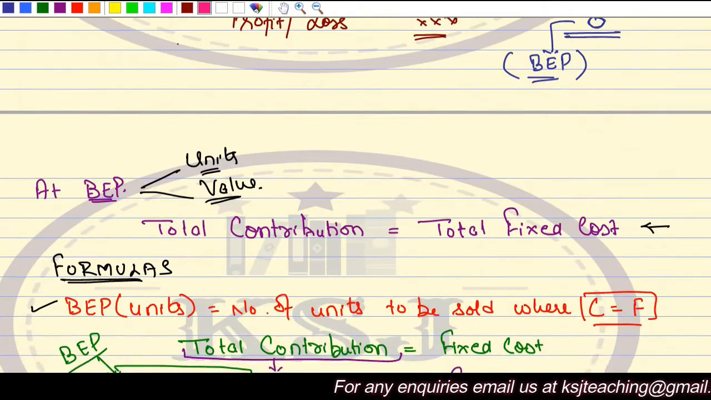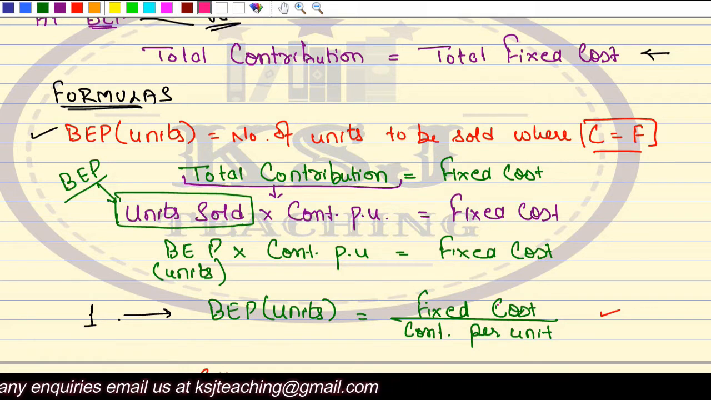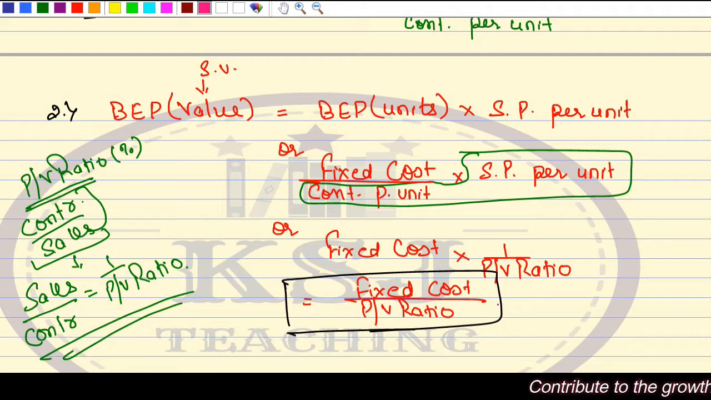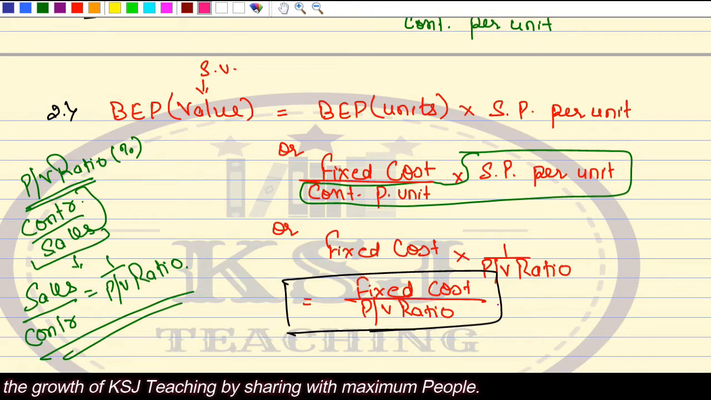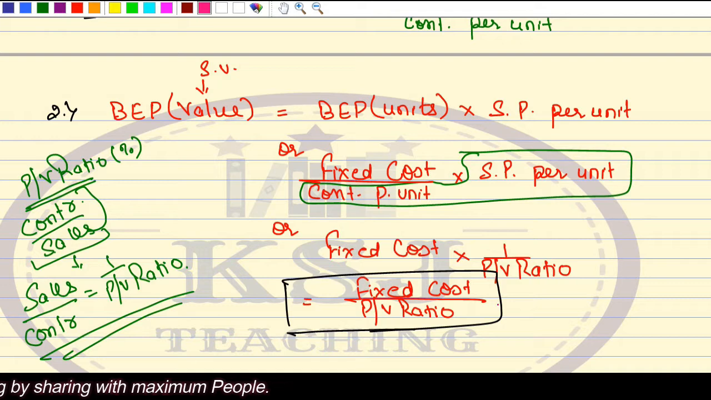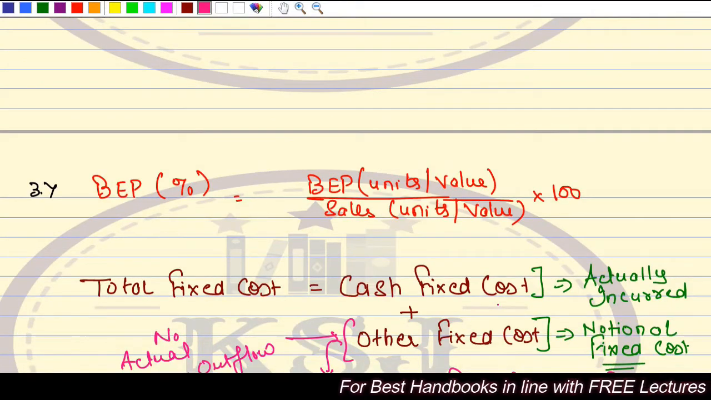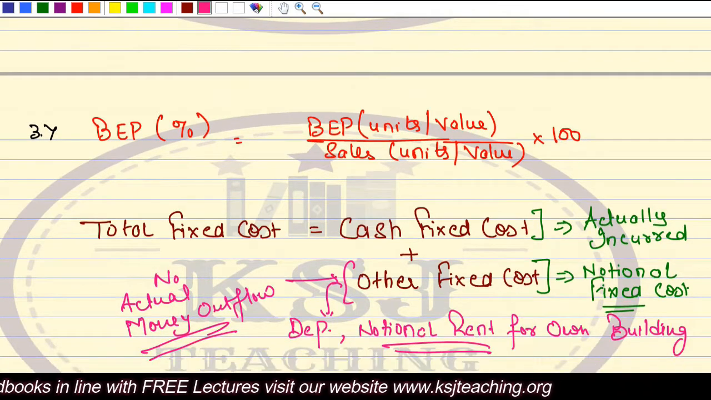After that, we discussed the various formulas for how we can calculate the break-even point in units. I have given you the derivation almost. So break-even point in units is fixed cost divided by contribution per unit. Then if you want to calculate the break-even point in value, it is fixed cost divided by PV ratio, or this can be written in various ways: break-even point in units multiplied by selling price per unit, fixed cost divided by contribution multiplied by selling price, or fixed cost divided by PV ratio. All these things mean the same thing. After that, break-even point in percentage we have calculated, that is break-even point by total sales multiplied by 100, right?